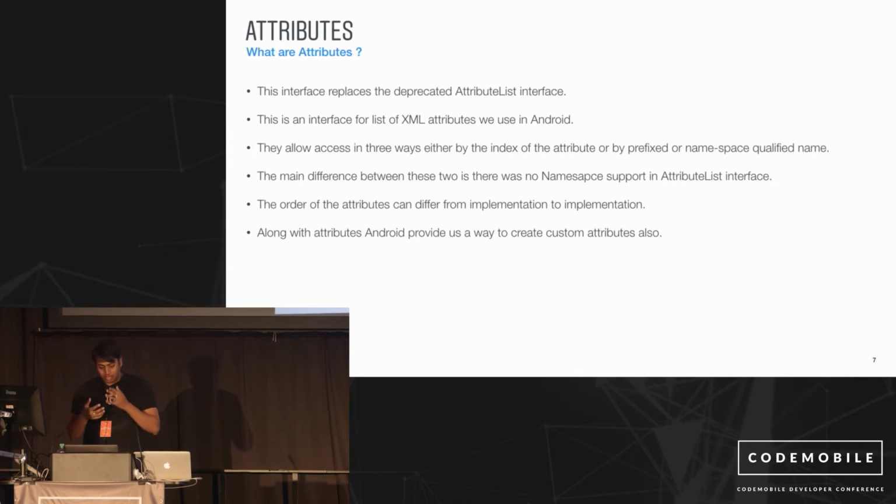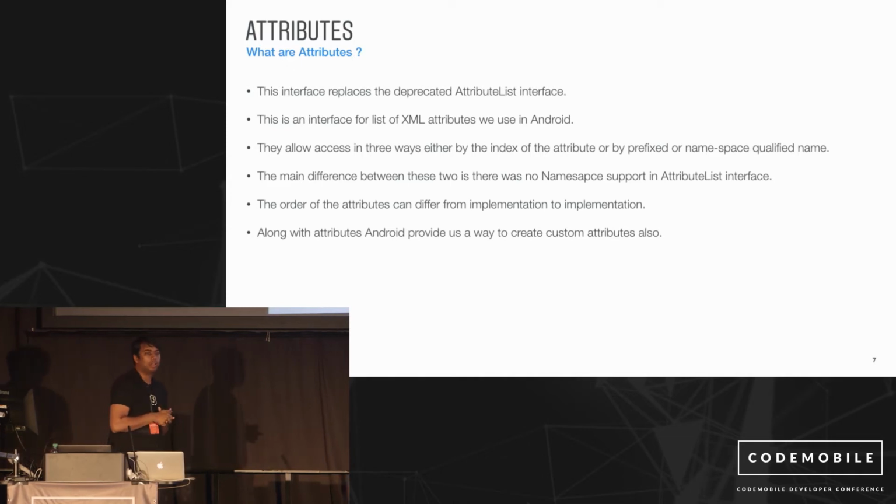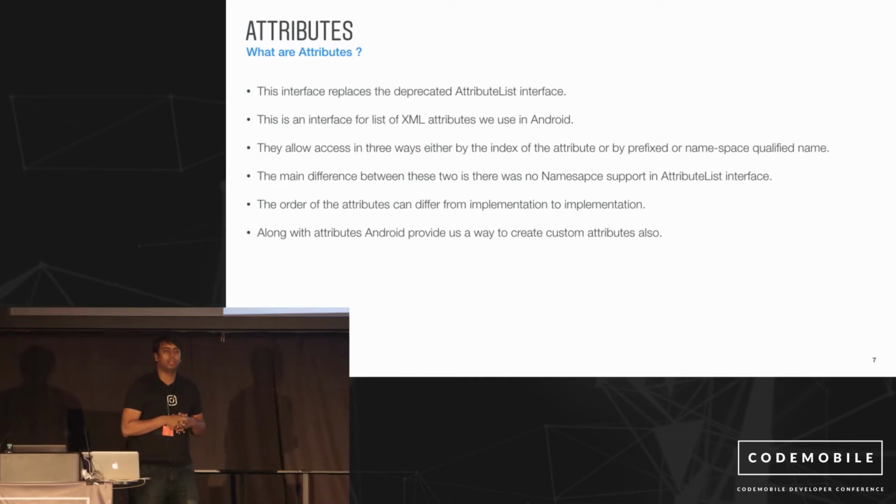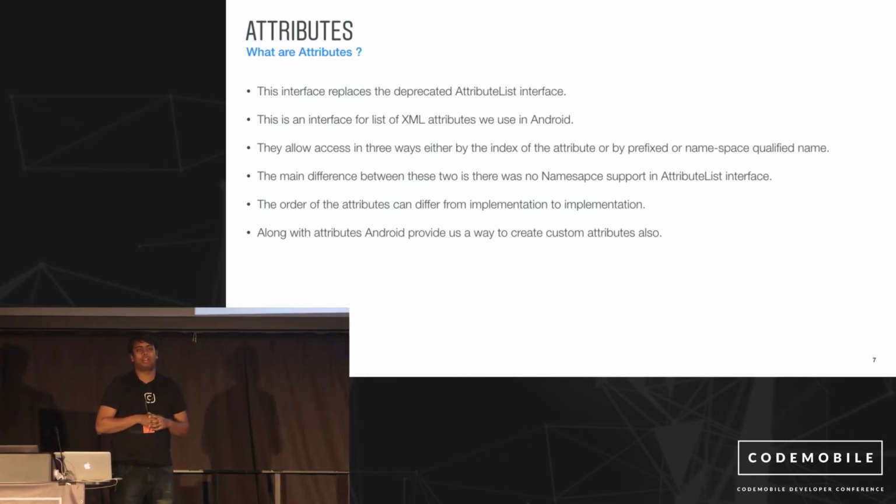And they basically allow you access in three ways. One is either by the index, or you can have a prefixed way, or you can use the namespace way. So the order of attributes is basically not something which we care about. I mean, Android doesn't care in which way you write the attributes, but from a good coding standard perspective, you basically define all your layout attributes at the top and then define all the non-layout attributes.